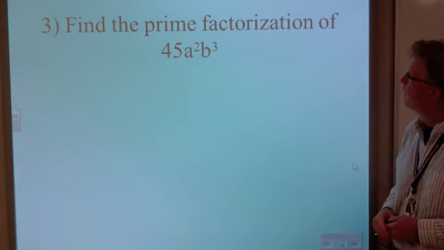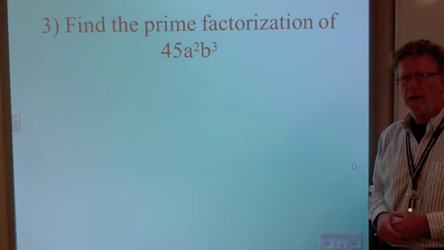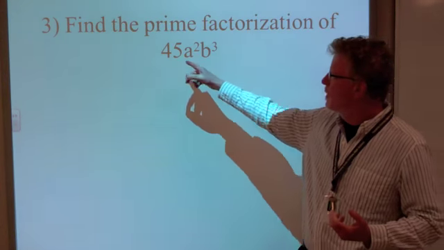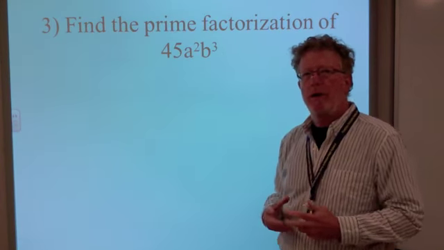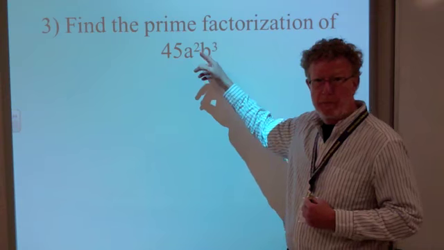Alright, so now find the prime factorization of 45a squared b cubed. And we do the same thing. We're going to work with the number first. We're going to try to break it down into its prime components. And then we're going to break down the variables.